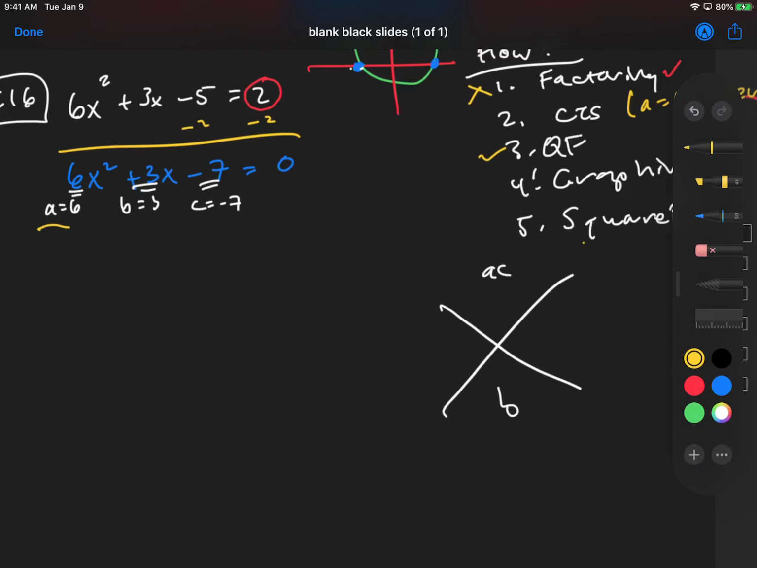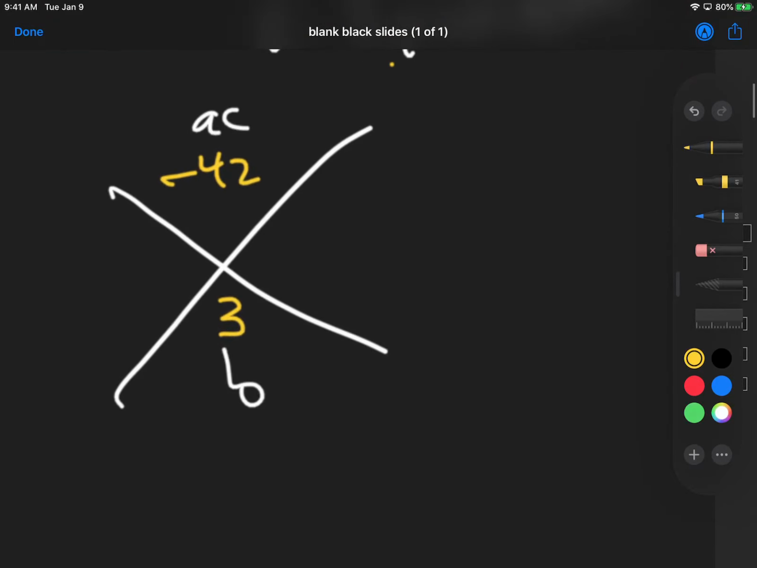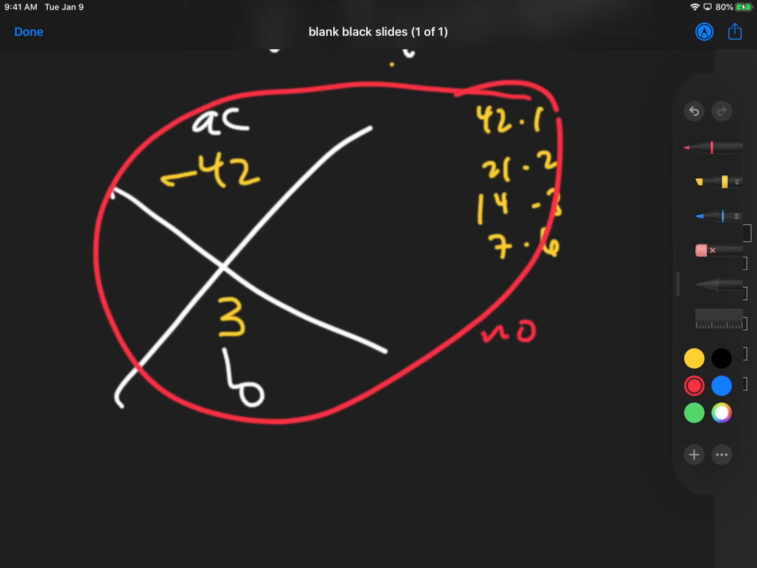So A times C is -42, and B is 3. Let's list out all the combinations of 42. So 42 times 1, 21 times 2, 3 times 14, 14 times 3, and then 7 and 6. Okay, so any of these can I subtract to equal 3? And the answer is no, can't factor. Okay, so you can't leave this as your answer.